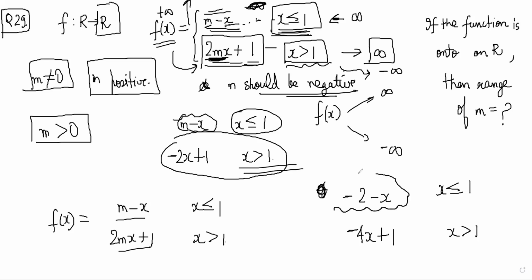This part will rise up to plus infinity if x is minus infinity, and this part will go down to minus infinity. This is fine, but why not -3? -3 should also work, no? I don't see any reason for why not -3, right?